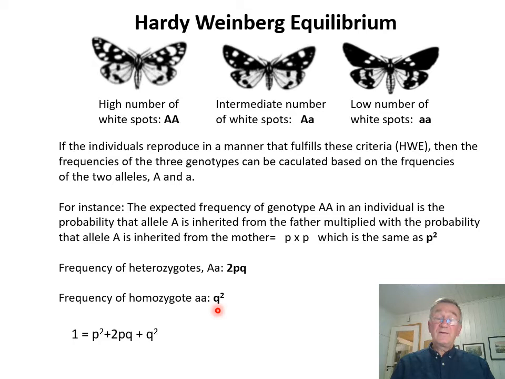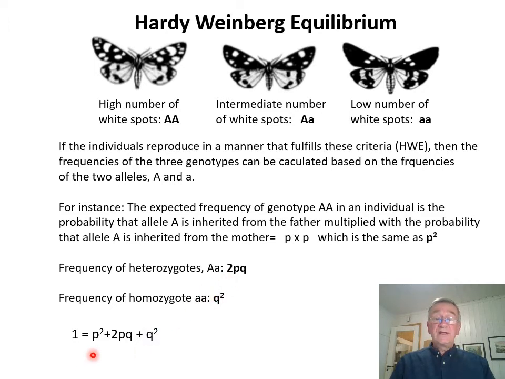And what is the frequency of heterozygous? Well, the probability that it gets the small a from the mother, multiplied with the probability that it gets the large A from the father. But it's also possible that it can be the other way around. It could be the capital A from the mother and the small a from the father. So that means that we have to take P times Q times 2, because there are two ways for an individual to be heterozygous.